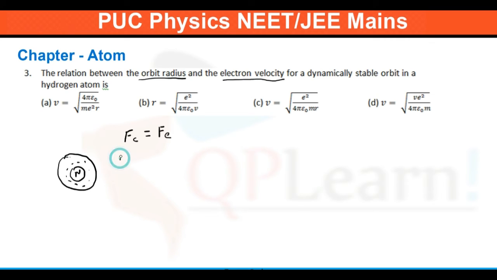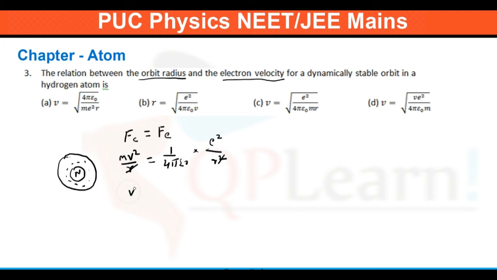So the centrifugal force, you know, is mv square divided by r, equal to Fe, the electrostatic force. That is 1 by 4 pi epsilon naught into Q1 and Q2. Here I will take the electron charge, e, and the other charge is also e, so e square, divided by r square. So here one r and this square get cancelled. Here m is there. Actually we want v outside, so m you send to this side.